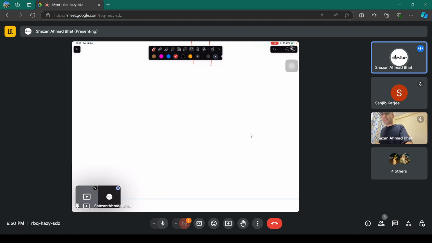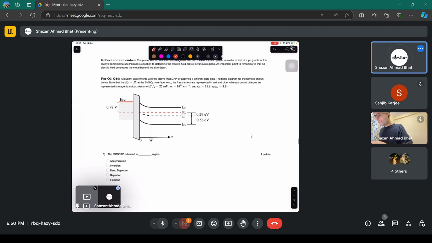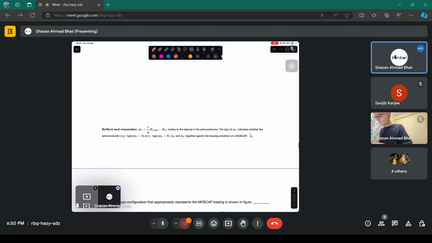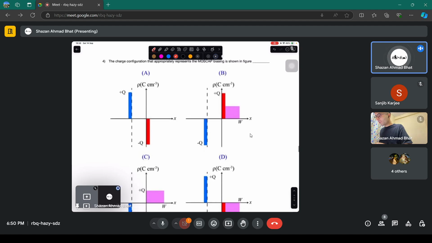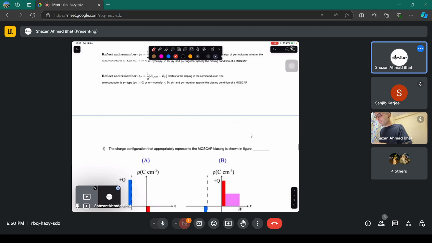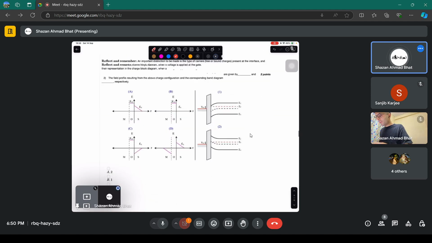Which configuration is given in the questions? Okay, let me check here. Okay, n-type. Okay, it's a similar question. Yeah, it's a similar question. Okay, so we are going correctly.